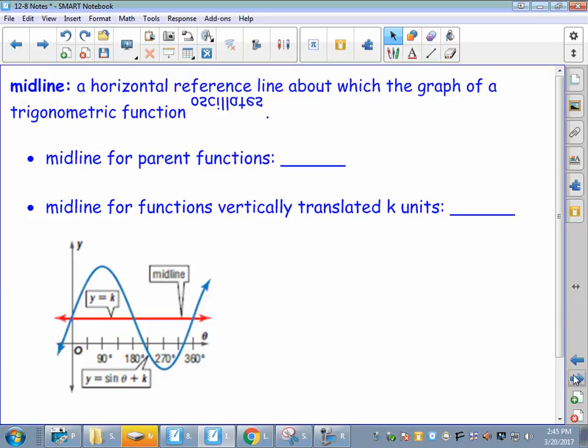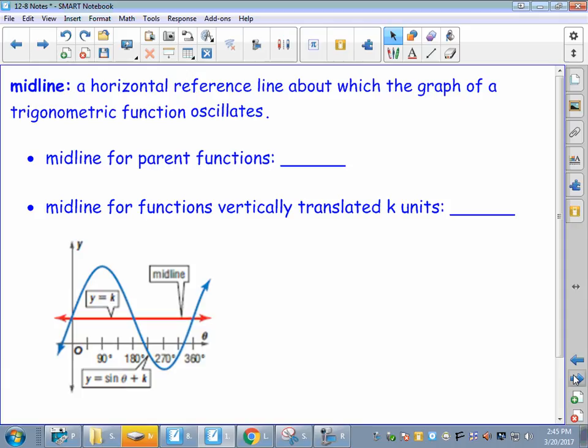Now, when we shift things up or down, it changes the middle of where we actually oscillate. Oscillation is like going back and forth, like a fan that oscillates, or a graph. A sine curve goes up, and then it peaks, and then it valleys, and then it peaks, and then it valleys. Same thing with a cosine. And so up to this point, our midline was the same as the x-axis because we never shifted upward.